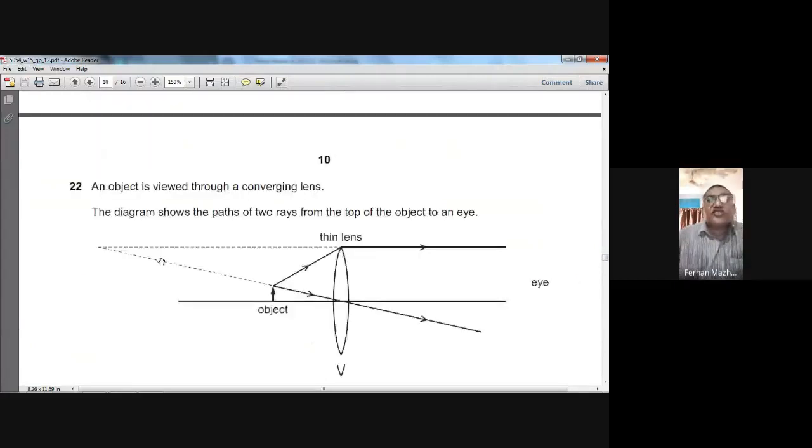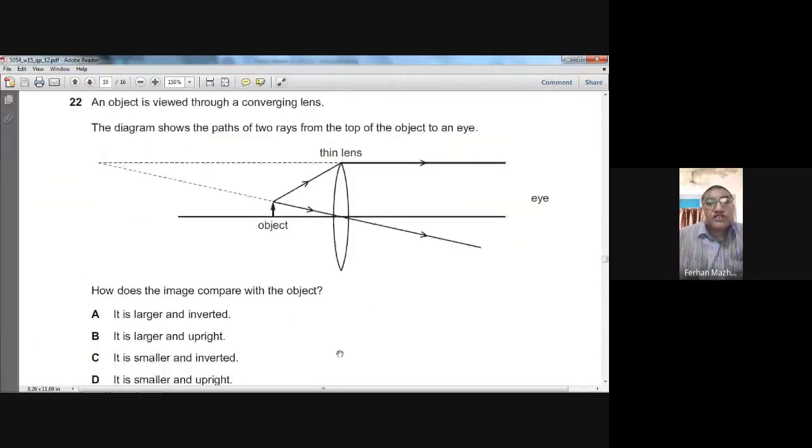Okay. On your screen right now, we have question number 24. An object is viewed through a converging lens. The diagram shows the path of two rays from the top of the object to an eye. How does the image compare with the object? You know, if you look at this object, the rays are going like this, then it becomes parallel to the principal axis. This ray is going to the optical center. If you prolong them behind the object with dotted lines, they will intersect here.